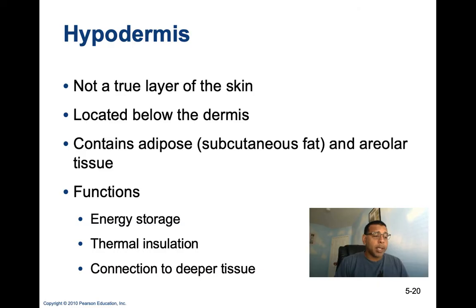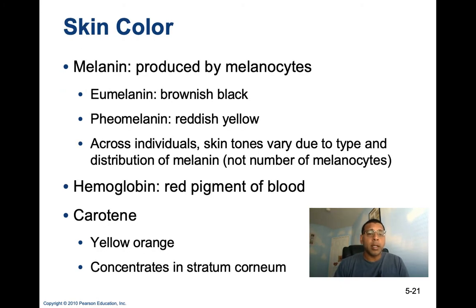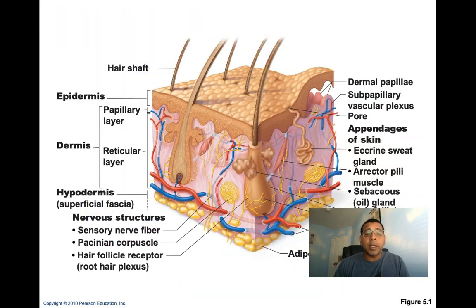Let's talk hypodermis next. The hypodermis is the subcutaneous tissue found just deep to the skin, and it's also known as the superficial fascia. The tissue type is connective tissue, and getting a little bit more specific, you can see a lot of adipose tissue.